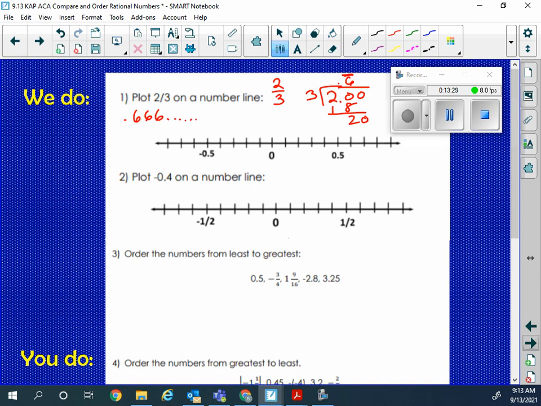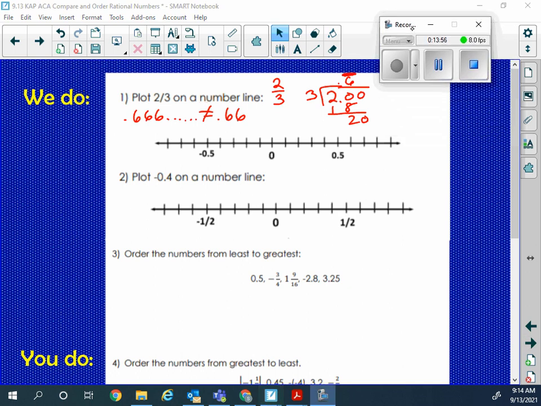Is 0.66 going on forever equal to 0.66? Are those equal? No. That's a symbol that means does not equal. What it equals is with a bar over it like this. I say that to you because if I was asking you to compare, in fact, write this on the side somewhere. That's coming soon to a classroom near you.